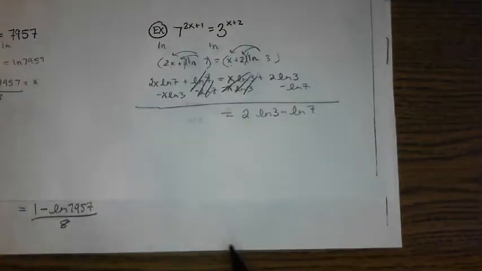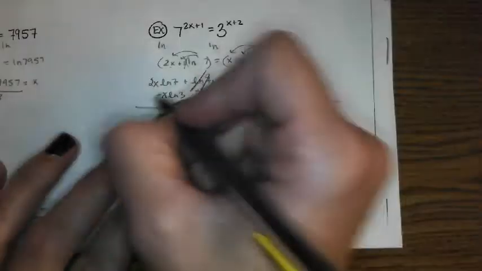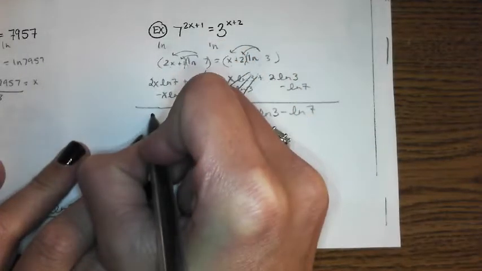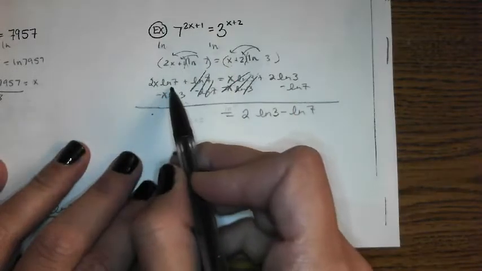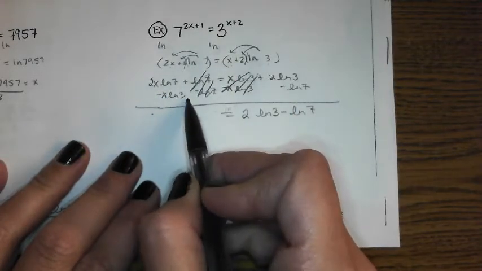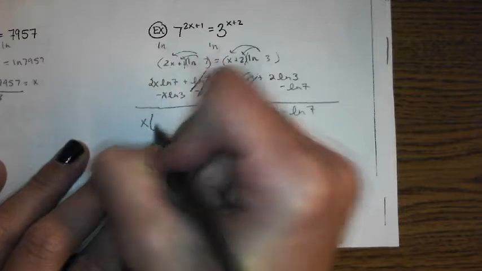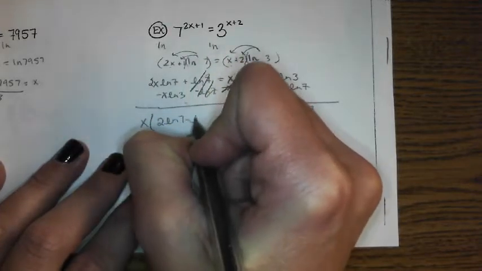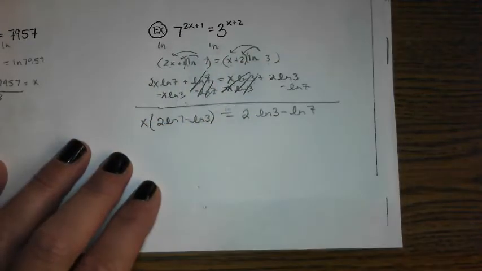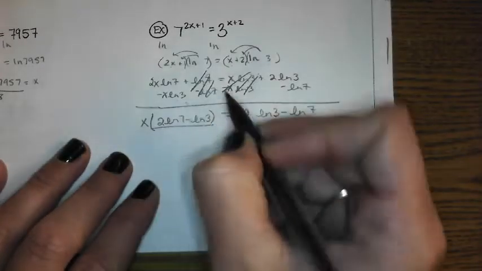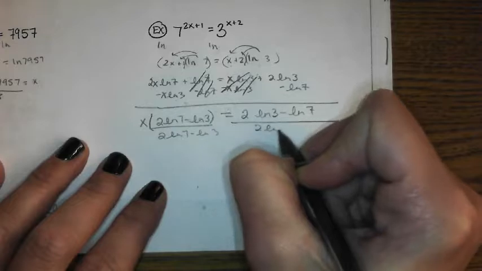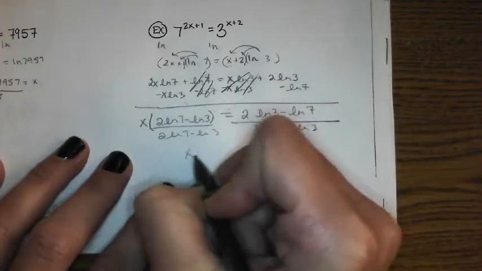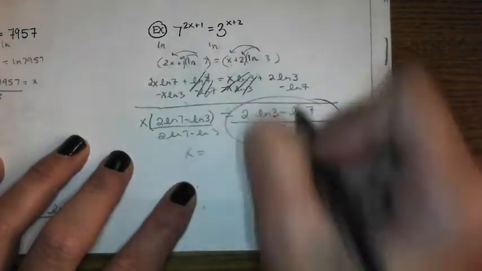On the left-hand side, can we combine these? If you can't combine them, factor them. This is 2x ln of 7 minus x ln of 3. Factor out an x, and you're left with 2 ln of 7 minus ln of 3. Now I can get x all by itself just by dividing this over. So x equals that.